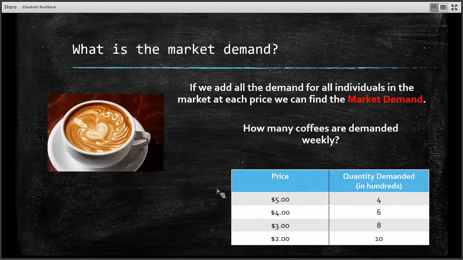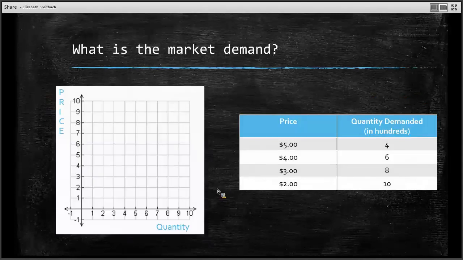And so now we're looking at that market level. So all of the individuals in the market, we've added up all of their individual demands, and now we can determine, okay, this is the market demand for coffee. And we're going to graph this in a very similar manner. So I just extended those a bit, but at a price of $5, there's 400 coffees demanded. At a price of $4, there's 600 coffees demanded. At $3, it's 800, and at $2, it's 1,000. And we can connect that, and now we have the market demand.